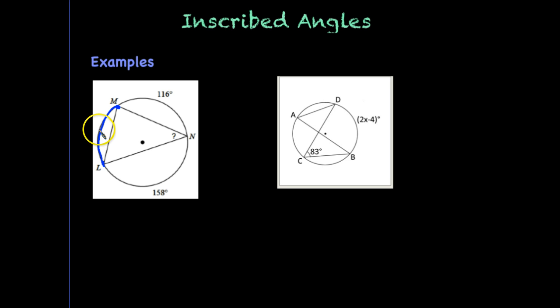Unfortunately, we don't know the measure there, and we don't know the measure of the central angle, and it's not drawn in. But we do have some other measures. We know that this arc is 116, and this arc is 158. So we could go about solving this problem like we did the last one. We can take 360 degrees, the total distance around a circle, subtract the 116, subtract the 158, and that should get us what's left.